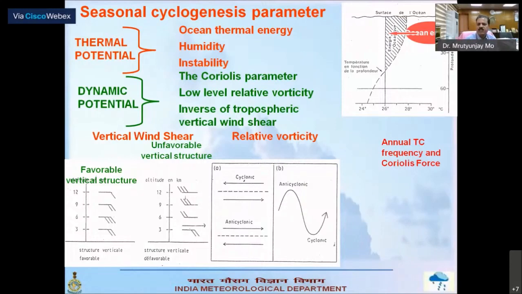Then the other one is the vertical wind shear. I'll explain it like this: it is the difference of wind in the lower level of the atmosphere and the upper level. If the difference of wind is less between lower level and upper level, then it will be favorable for cyclogenesis. If the difference is high, it will not be favorable for cyclogenesis.